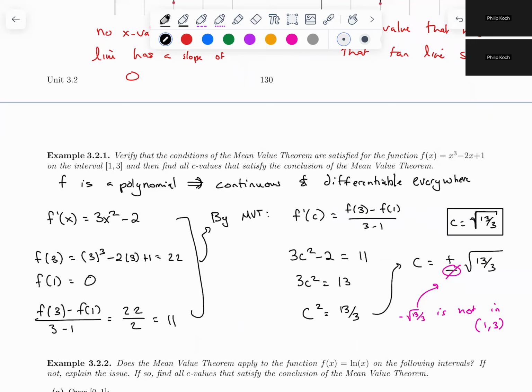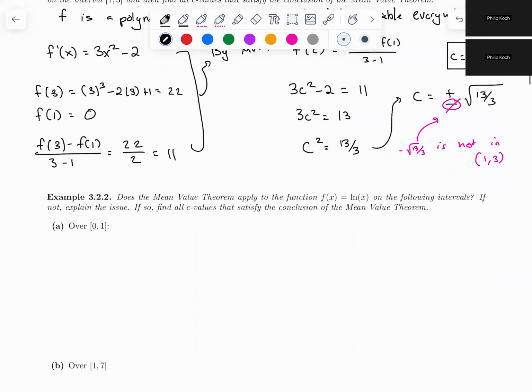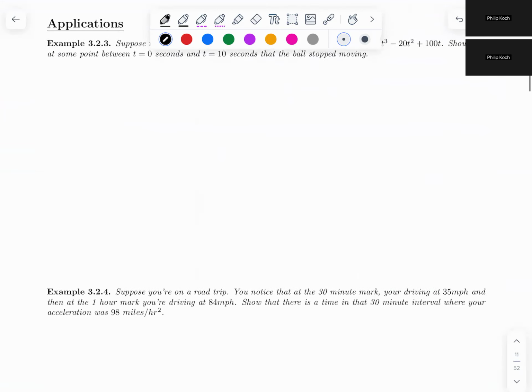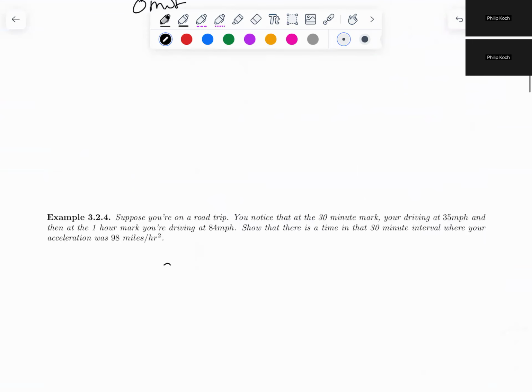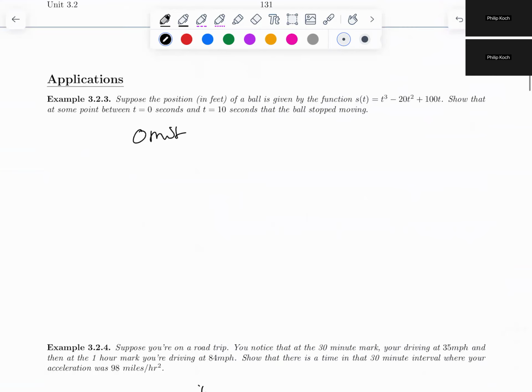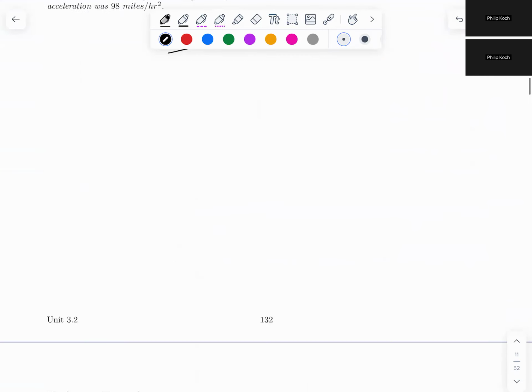So it's playing over and over in my head. Anyways, let's go ahead. We're just gonna skip the applications. I don't even want to do them. Omit. Let's just do this last problem and then we'll take a break.